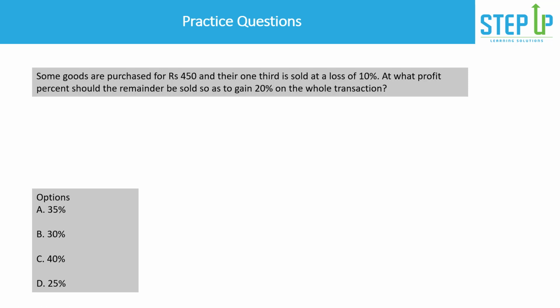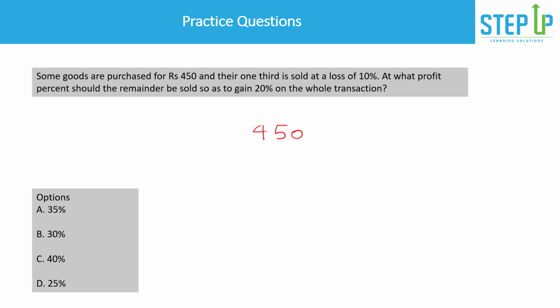We'll look at this last problem for today, and in this case there are sometimes questions on the entire transaction, what happens. So let's see what the question says. Some goods are purchased at rupees 450. Okay, total transaction purchased at 450. Goods, 1/3 is sold at a loss of 10%.